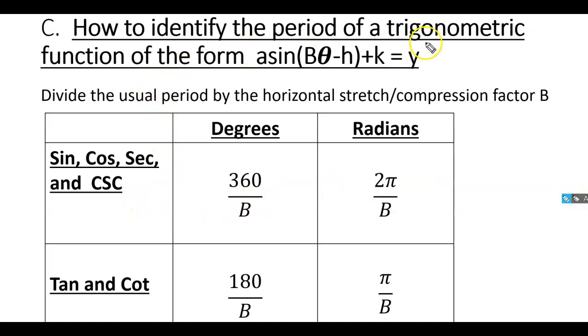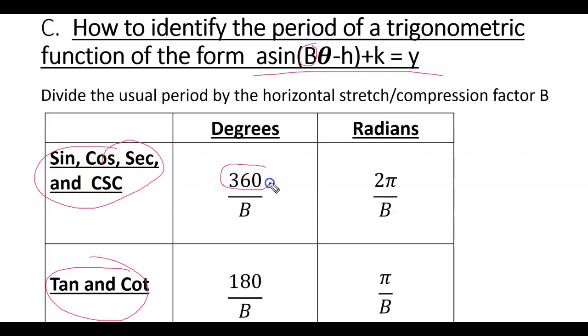So how do you find the period of a trigonometric function? Well, it all has to do with this number right here, as I mentioned before. It also has to do with whether you're dealing with one of these 4 types of functions or one of these 2 types. These 4 types up here are usually 360 degrees, but the period will change based on this number, and the way it changes is by dividing 360 by that b value. But if you're dealing with tangent and cotangent, you'll divide 180 by the b value.